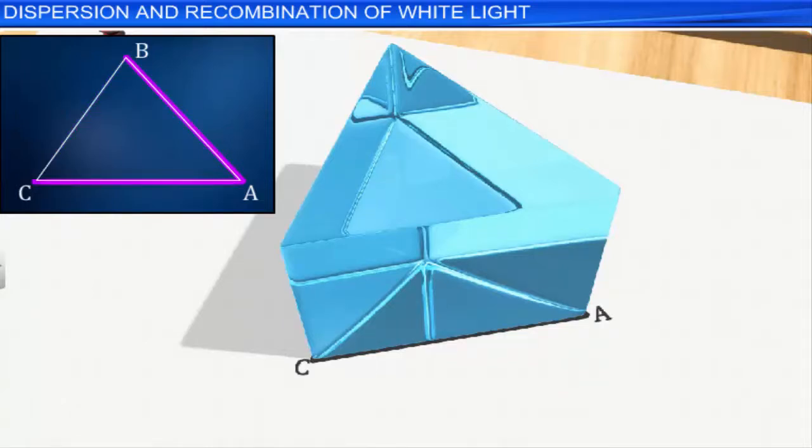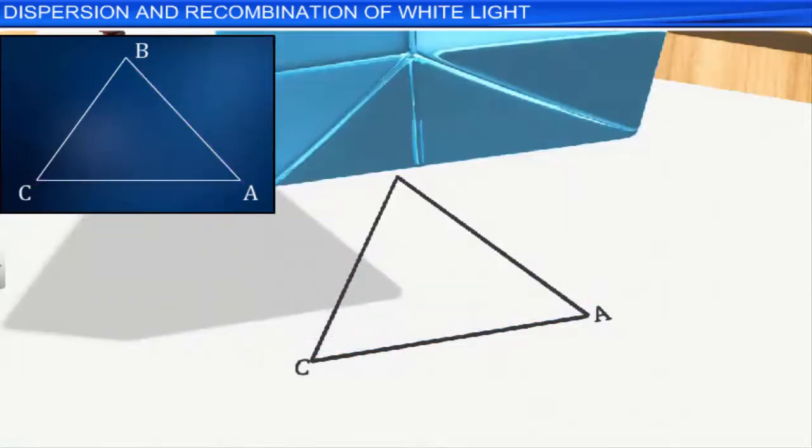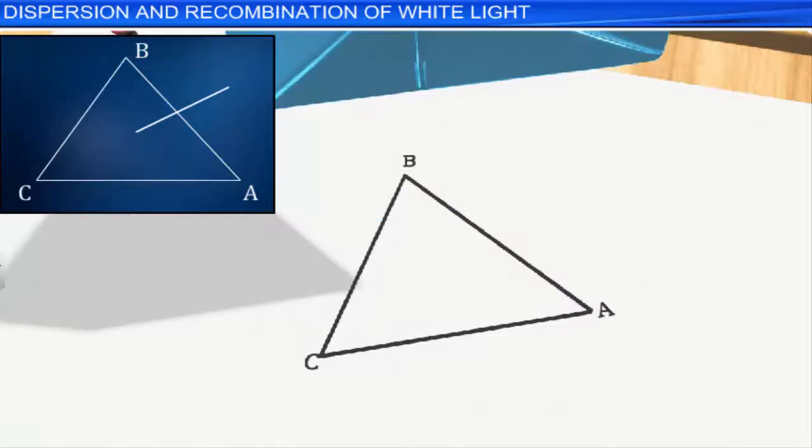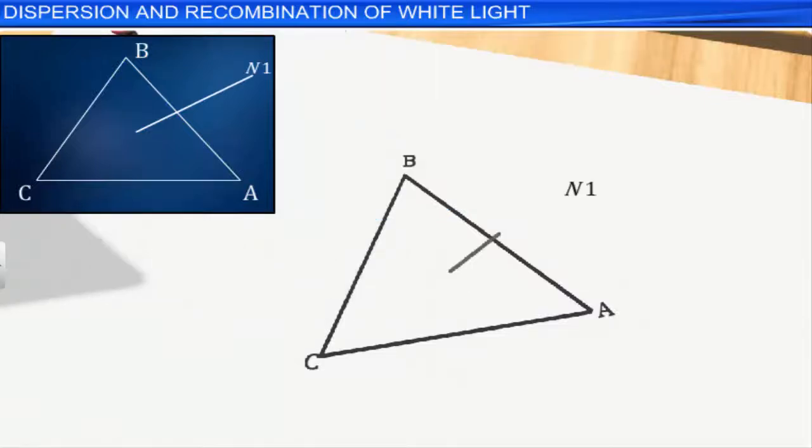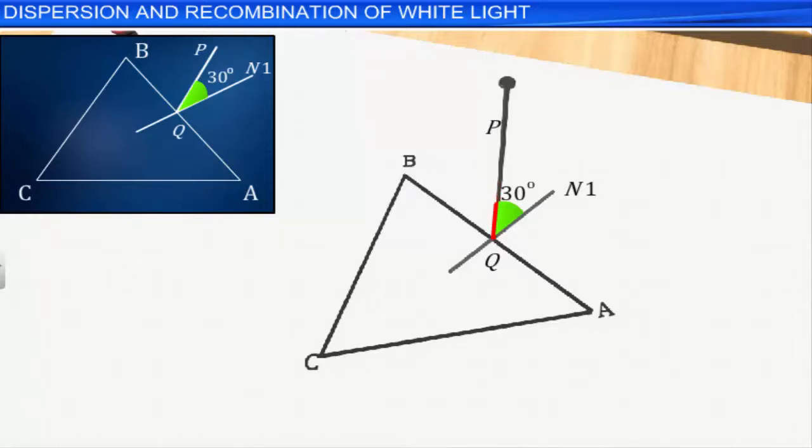Next, we remove the prism and draw normals N1 to AB. Draw line PQ such that it makes an angle of 30 degrees with normal N1. Fix two pins, P1 and P2, on line PQ. Place the prism back at its original position on the drawing board.